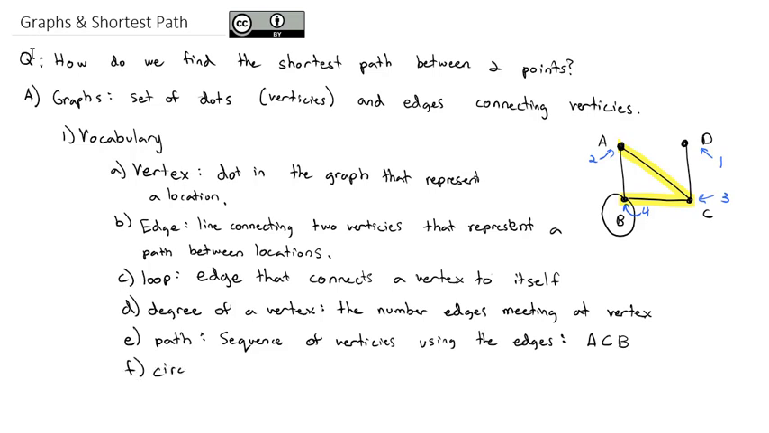A circuit is a path that begins and ends at the same vertex. So a circuit would be something like A, C, B, A, because now going back to A at the end of it, it begins and ends at the same place.